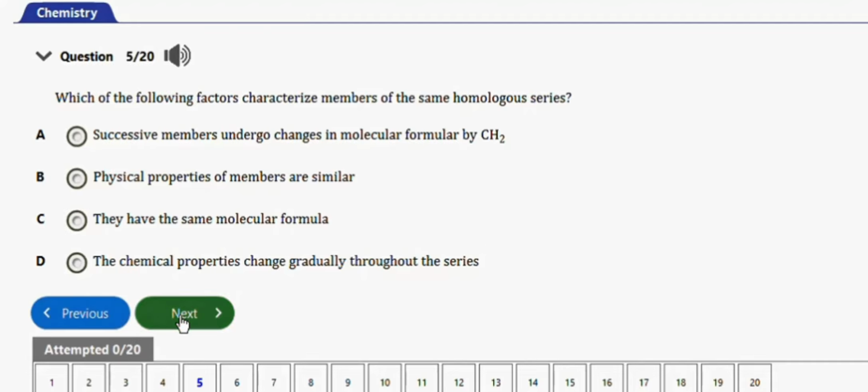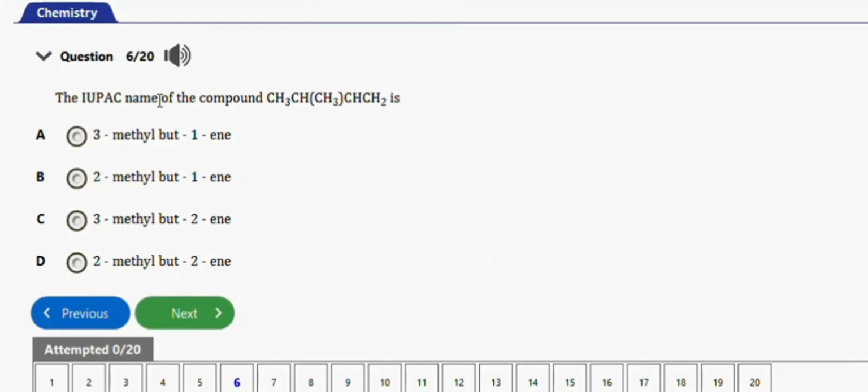The next question will be this one. It says, the IUPAC name of the compound is, so the IUPAC name of this compound we have here is 2-methylbut-2-ene. Okay, so we have 2 methyl group here, so the naming is 2-methylbut-2-ene. So that's the right answer, option D.